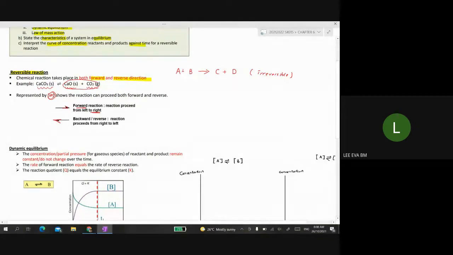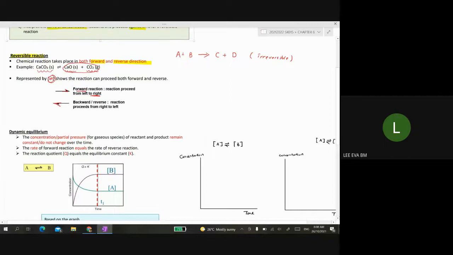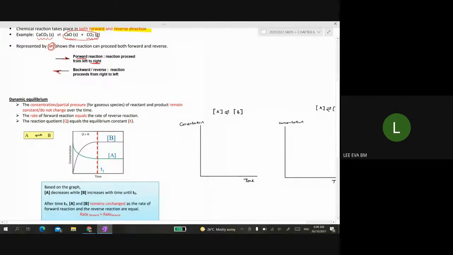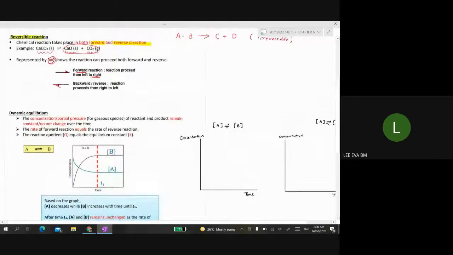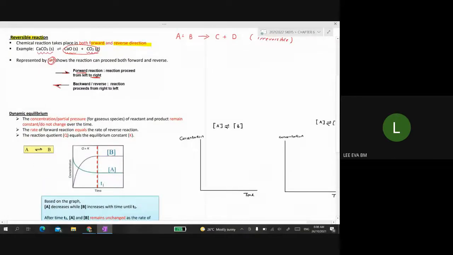Until this part, everyone can follow? I will always check to make sure I'm not talking alone. Okay, can understand, yes? For reversible and also irreversible reactions, whenever you see a question, it is not necessarily going to tell you that it's a reversible reaction. You have to take note of the arrow. Every time you see this arrow, it means the reaction is reversible.